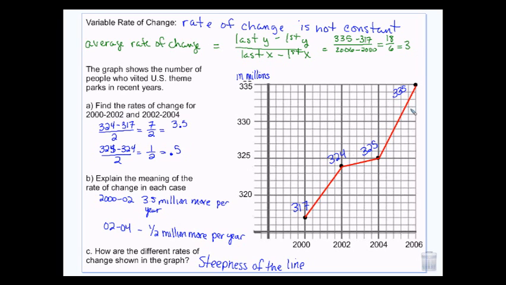Average rate of change is really good in business applications because it tells you your pattern of growth or your pattern of decline. Because it gives you an average rather than saying, well, this year we did this much, and that year we did this much, and this year we did that much. It gives you a general idea of the whole thing, the whole picture. It's a big picture idea.